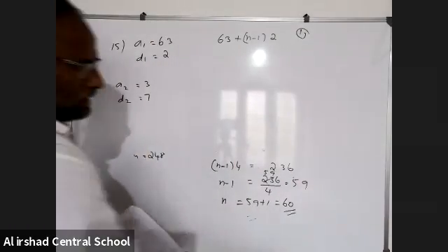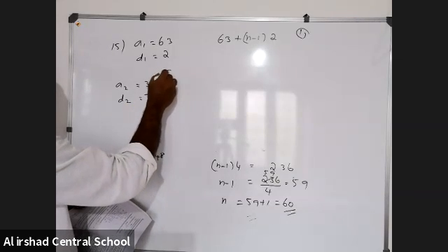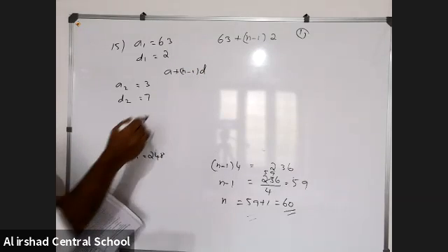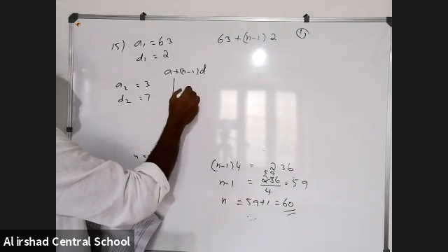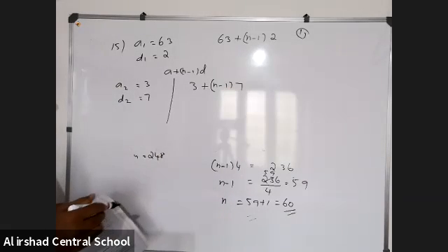What is the equation here? Both are equal. That means a plus (n minus 1) into d. So here the equation is a2 = 3 plus (n minus 1) into 7. This is the second equation.